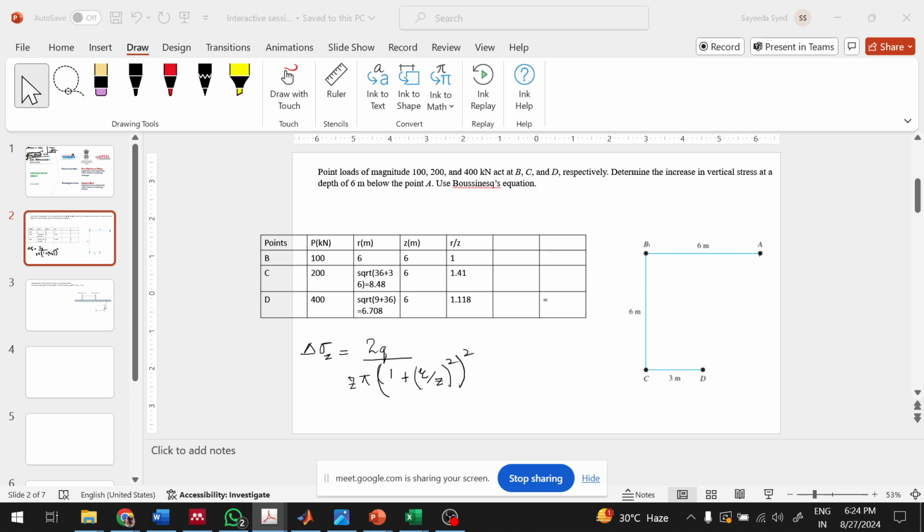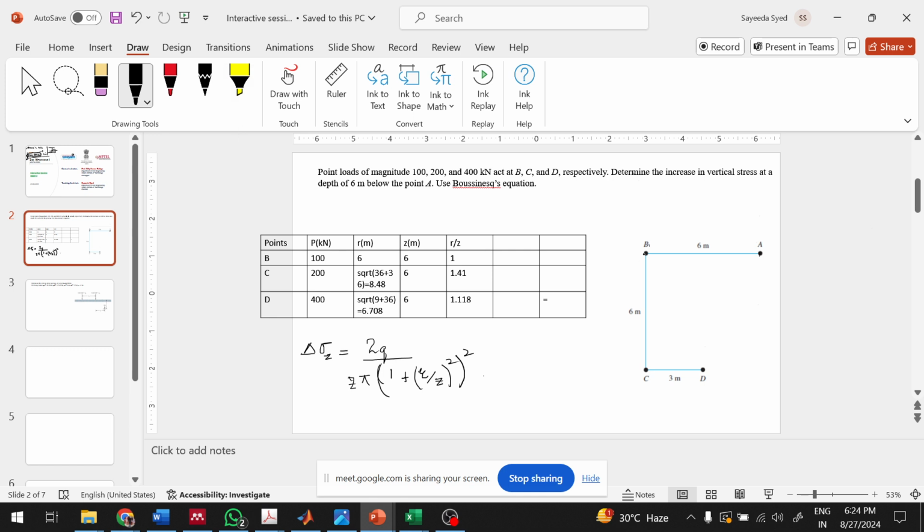Okay, this is fine. This is the equation that I've written on the screen. That's the equation, I was just verifying it. Yes, that's it. 2Q over pi Z. Yeah, that's it. Okay, so let's calculate.